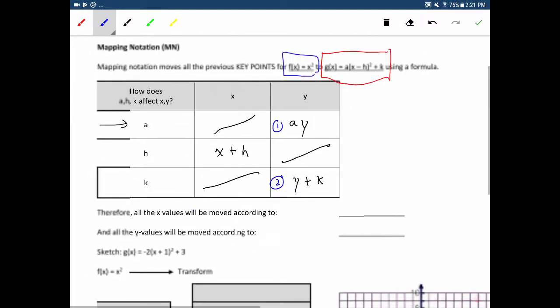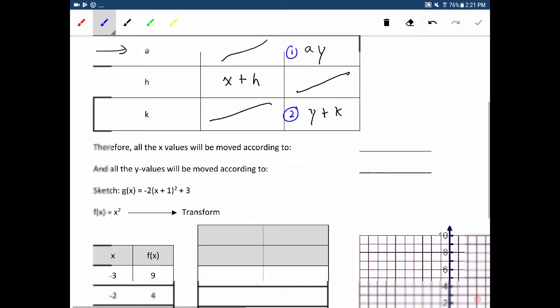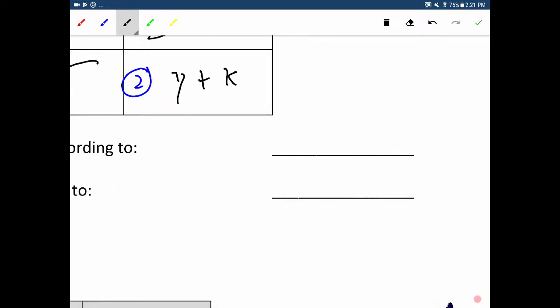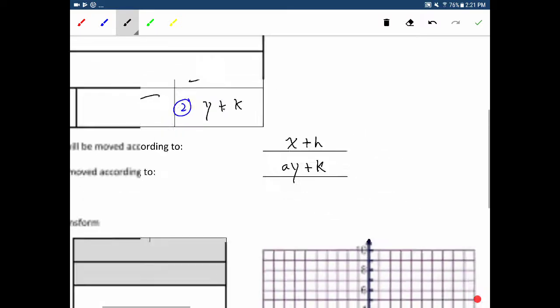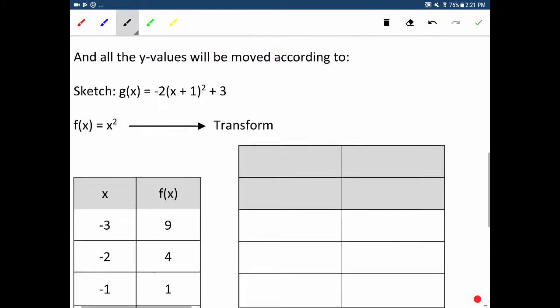So, to summarize, we can just do it as one equation. We're going to take the x values and add h, so our x values become x plus h. But our y values are going to be a y plus k. Using BEDMAS, we would do that multiplication by the a first, and then we would add the k.